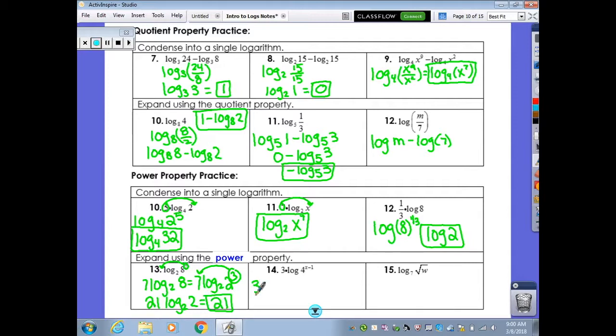This one is going to be 3 times x minus 1 log of 4, and that will be your final answer. Pause the video here and try the next one on your own. This is what you should have gotten as your answer.